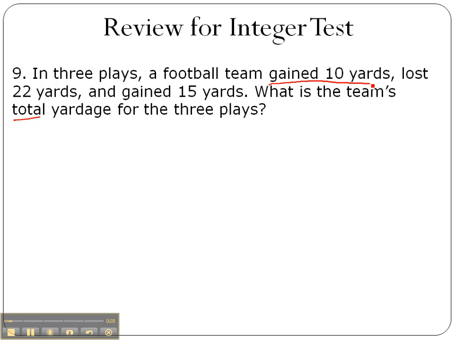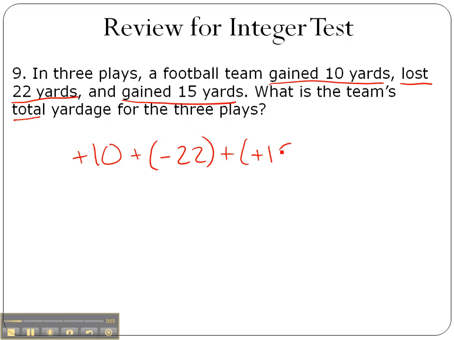First, the team gained 10 yards. Representing that as an integer, that would be positive 10, the gain of 10 yards. Then I'm going to add the yards for the next play. In the next play, they lost 22 yards. So as an integer, losing 22 yards would be negative 22. Then we're going to add the yards for the third play. They gained 15 yards. So I'm adding a positive 15.